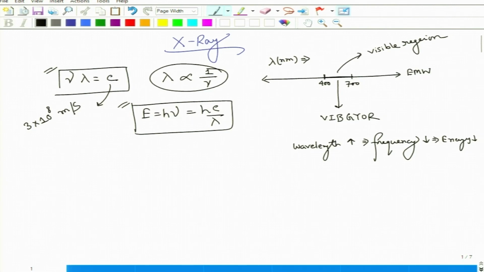Now we have to consider that light, electromagnetic radiation, has a dual nature. In case of matter there are some wave properties, and in case of wave or radiation as well there are some materialistic properties, that means particle nature. The particle of the electromagnetic wave is called a photon.